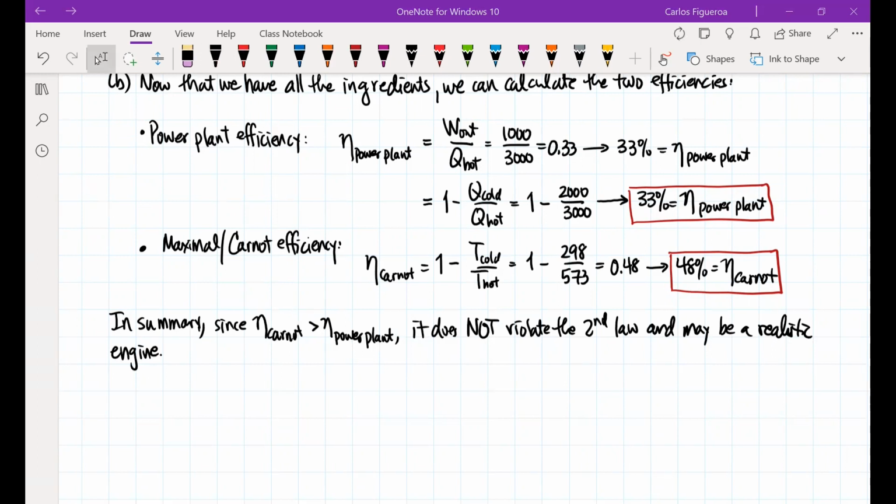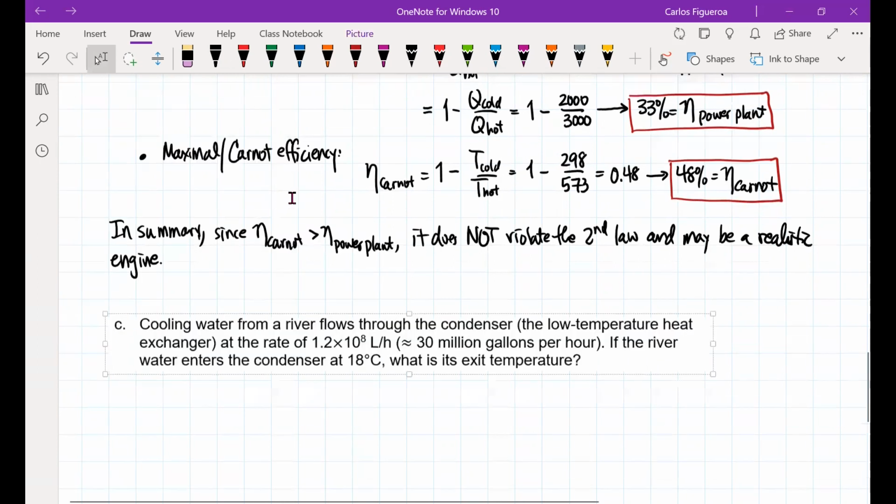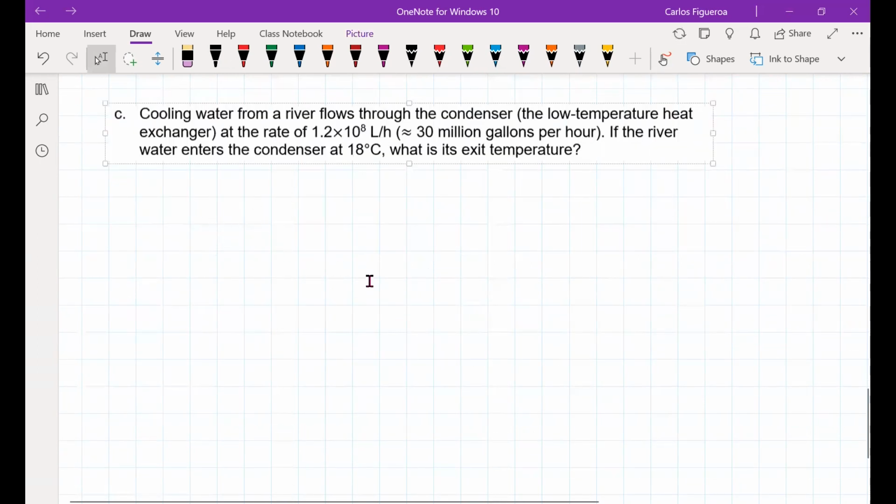So now there's a third part to this question that reads like this now, which is C. Cooling water from a river flows through the condenser, the low temperature heat exchanger, at a rate of 1.2 times 10 to the 8 liters per hour. That's 30 million gallons per hour. If the river enters the condenser at 18 degrees C, what is its exit temperature?